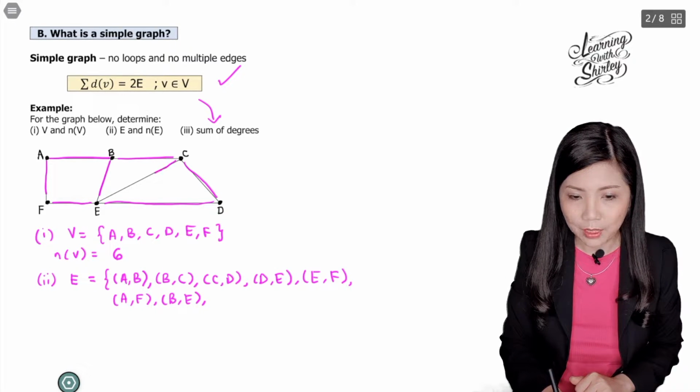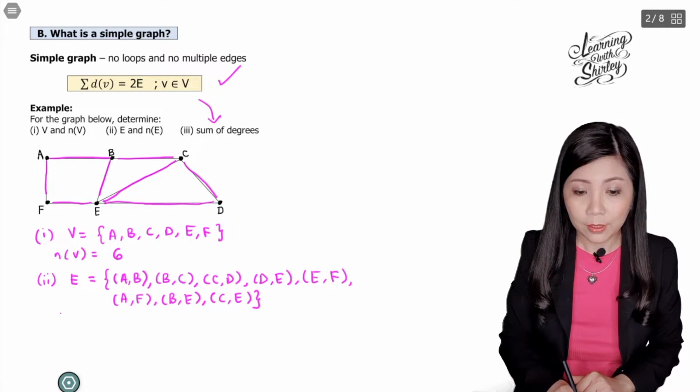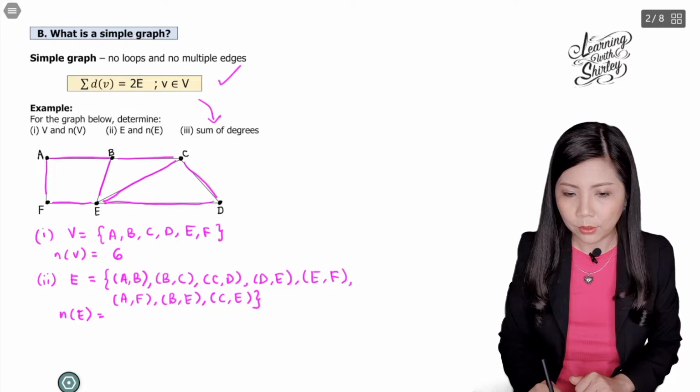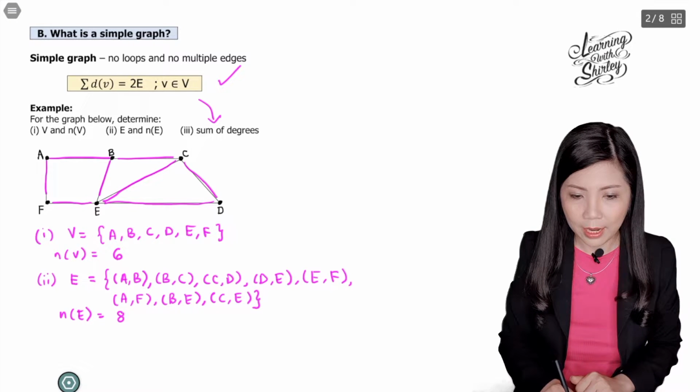And then next will be C joined to E. So we have CE. Okay, so therefore the number of edges will be, let's count, 1, 2, 3, 4, 5, 6, 7, 8. So the answer is 8.